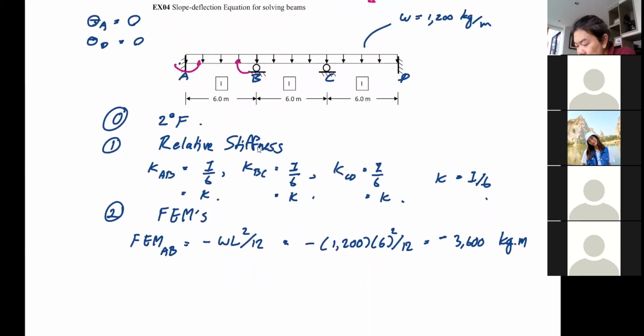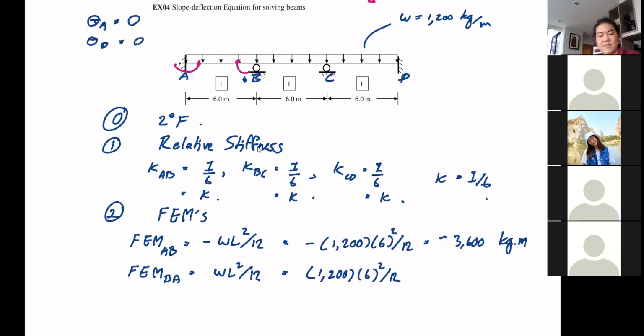Okay, and likewise FEM BA this time. You can see now that it is clockwise, so it becomes positive. WL square over 12. So that is positive 1200 multiplied by 6 square over 12.